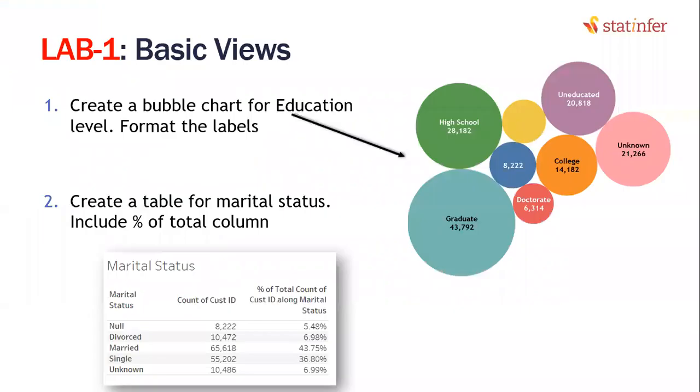Now that brings us to the first lab session for this. I want you to create a bubble chart for education level, and I also want you to format the labels. What is a bubble chart? A bubble chart has two properties. You have a bubble, the size of the bubble as well as the color of the bubble. Size of the bubble indicates something, color of the bubble indicates something. Here, I simply want you to focus on only the size of the bubble. There are more graduates compared to high school, compared to doctorate, compared to uneducated, like that.